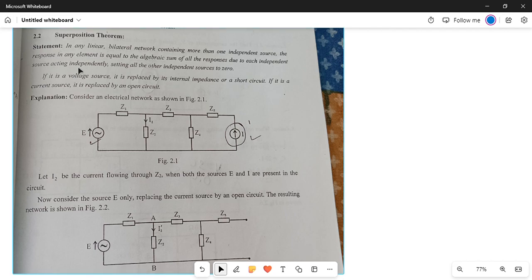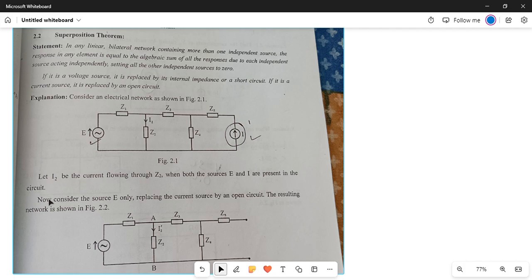Let's learn the statement in a detailed manner. In any linear, comma, bilateral network. So he's asking you linear comma bilateral network. So what is this?